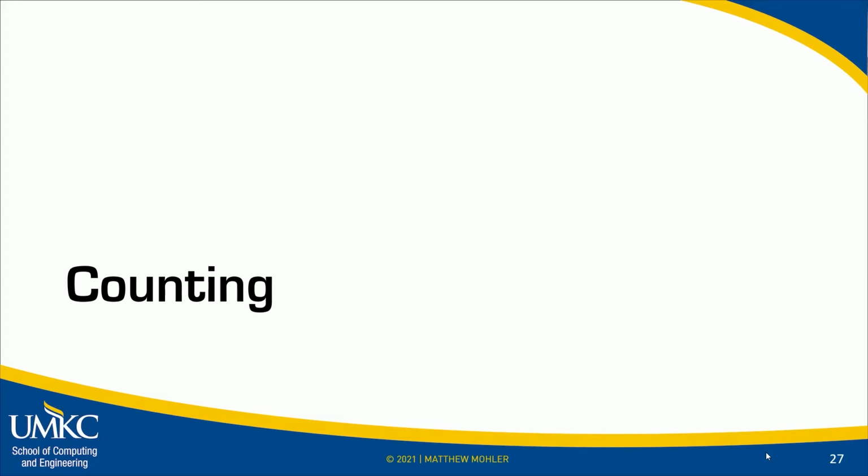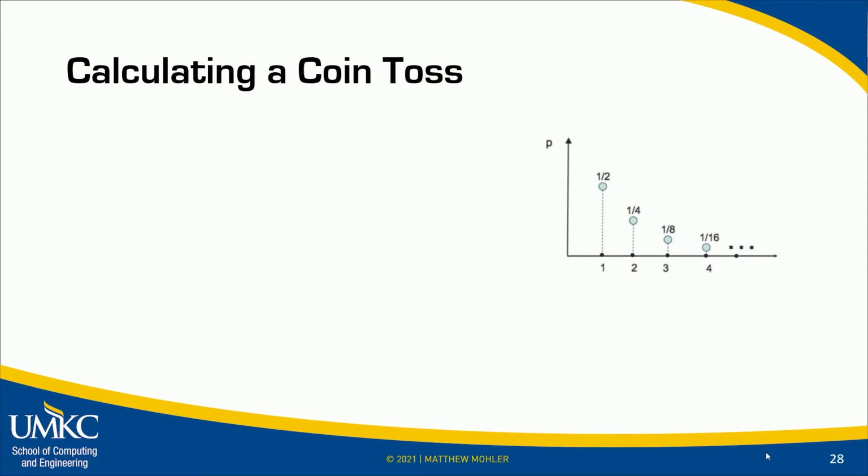In this segment, we're going to talk about counting, or more accurately, the ability to identify the probability after a sequence of events. And so to do this best, we're going to actually start with an example, and that is calculating the probability of a coin toss.